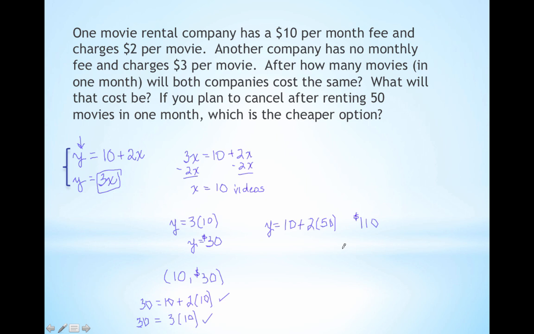$110. With Company 2's option, I'm going to get charged strictly for the videos, and for 50 videos at $3 a piece, that's going to be $150. So clearly, my best option is Company 1. So all I've done is I've taken those 50 videos and plugged it into both equations to see which one is cheaper. Although I do also know that with 10 videos, the cost for both is the same.